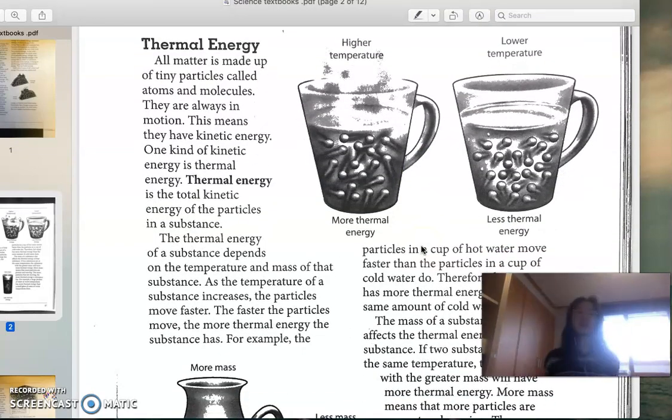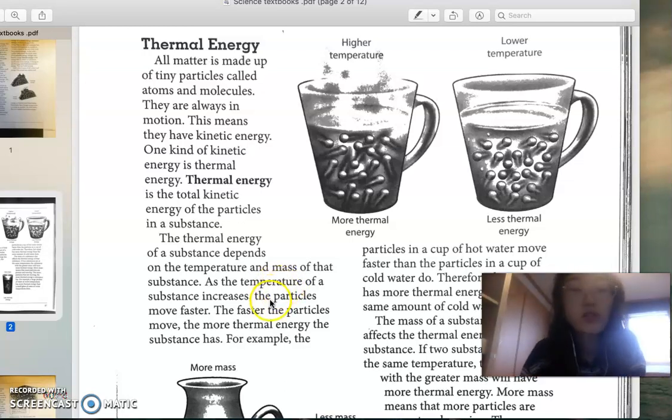All right, thermal energy. All matter is made up of tiny particles called atoms and molecules. They are always in motion. This means they have kinetic energy. One kind of kinetic energy is thermal energy, and that is the total kinetic energy of the particles in a substance. The thermal energy of a substance depends on the temperature and mass of that substance. So the hotter it is, and the more mass it has, the more thermal energy it has.